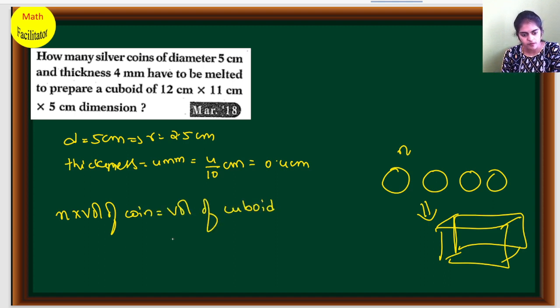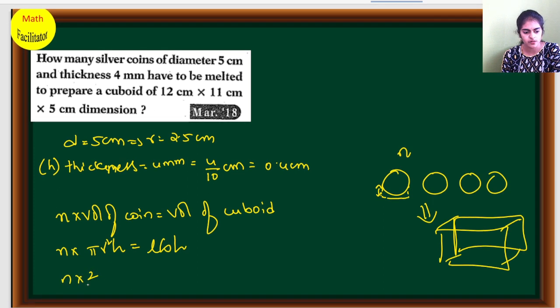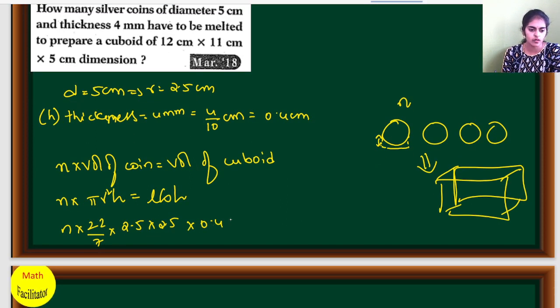Understood. So n times volume of coin. In what shape is the coin? Look here, thickness is given. So it is like a small cylinder. This thickness is nothing but the height. Okay, so n times volume of coin, it is like a cylinder, so pi r square h, equal to volume of cuboid which is lbh. So n times pi is 22 by 7 into r, radius is 2.5 into 2.5 into h is 0.4 centimeter. Okay, equal to lbh.